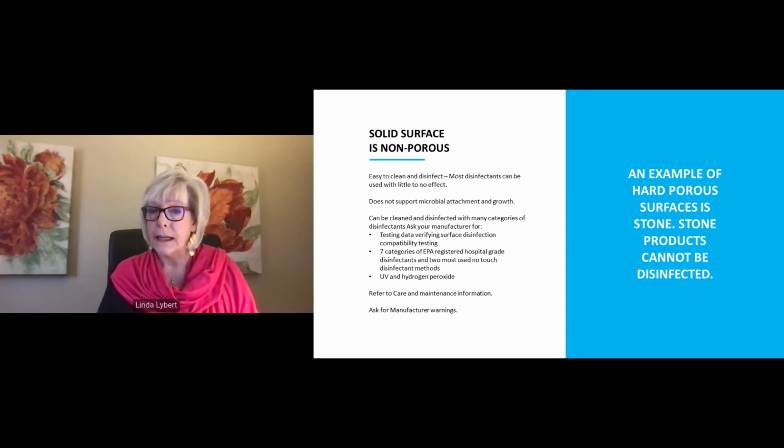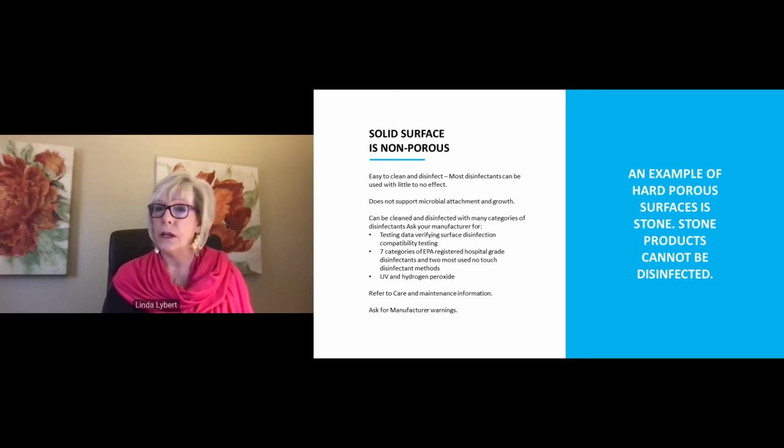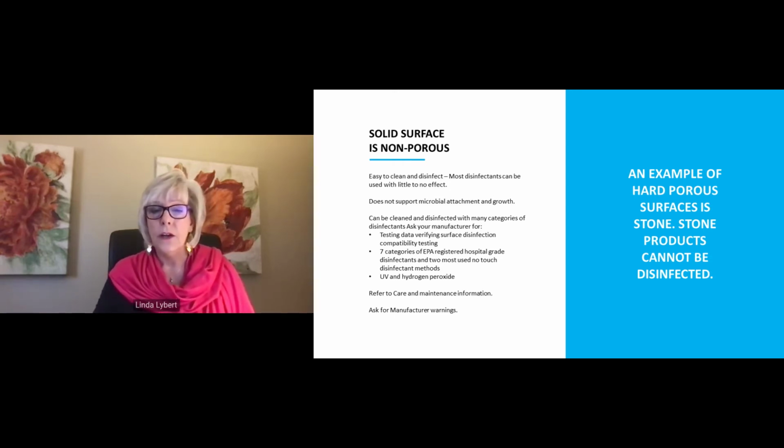There are 7 categories of EPA-registered hospital-grade disinfectants, and they're categories. So it's not the proprietary products that a disinfectant company will sell and that are used in hospitals, but they're categories that provides the information to a healthcare facility or you as designers and architects. It provides you with adequate information to say, you know what, they would be able to clean and disinfect this product. You also want to be sure that it will withstand UV and hydrogen peroxide cleaning.